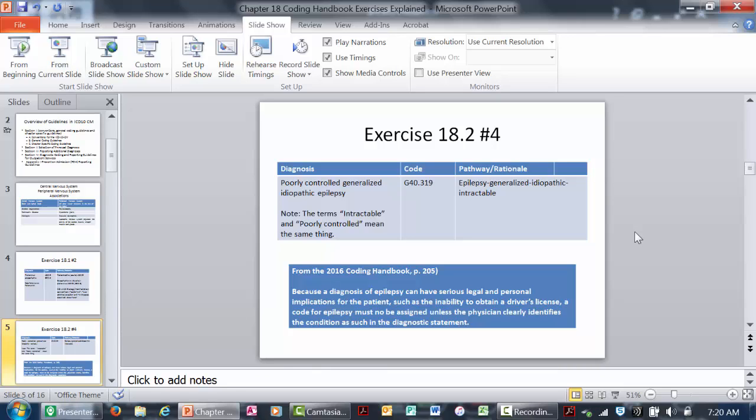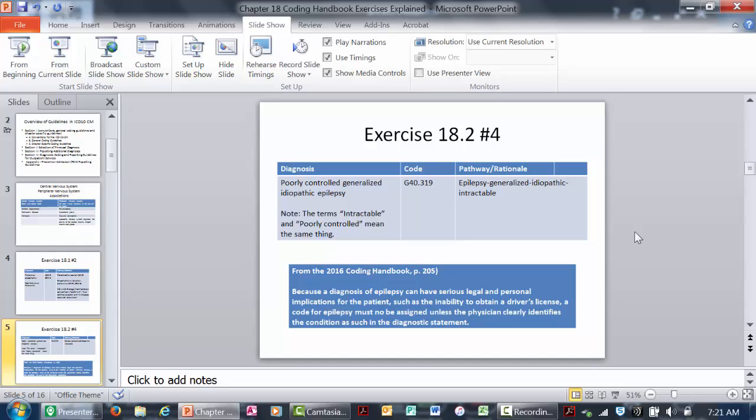I have this exercise for a couple of reasons. One is to notice that the terms intractable and poorly controlled mean the same thing. Intractable is a term that you often read in the medical record. It describes many things. You can have intractable headaches, intractable migraines. You can have other diseases that are intractable symptoms. So just remember these terms, intractable and poorly controlled, mean the same thing. And here's the pathway. Pretty simple.